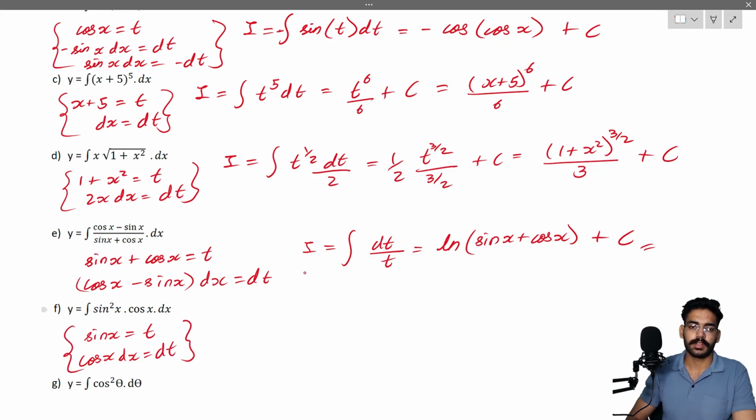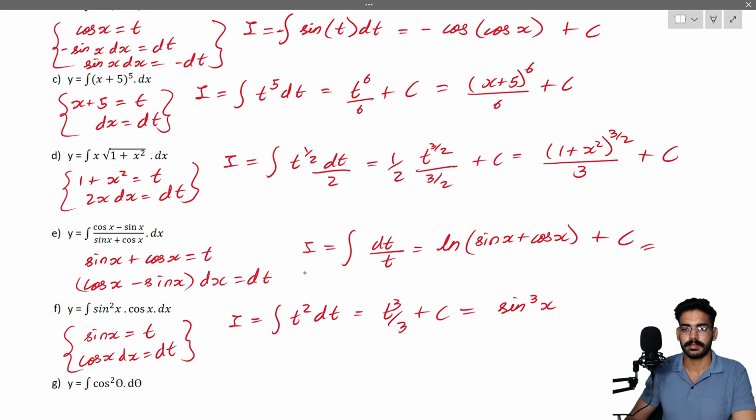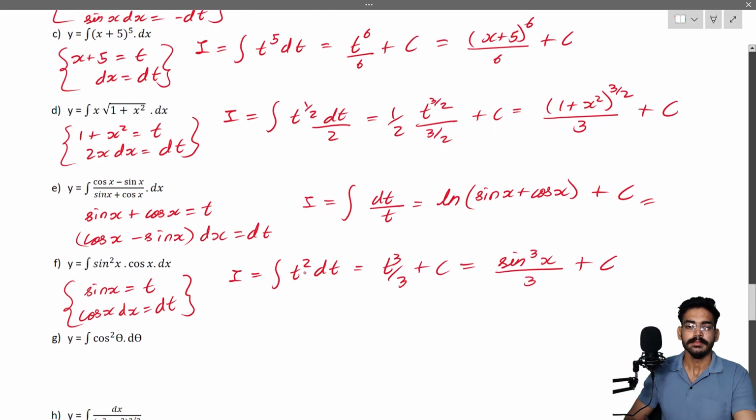Okay, now what did we get here? I is equal to the integration of t square dt, right? I hope this is clear. So t square dt integration, what is it? t cube by 3. So t cube by 3 plus c. What is t? Sin x. This is sin cube x by 3 plus c. Okay, this is what you get after integration.